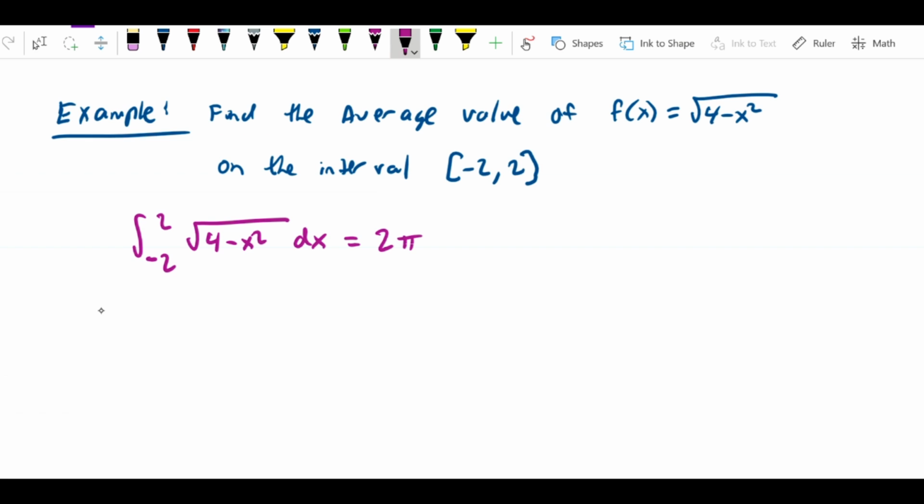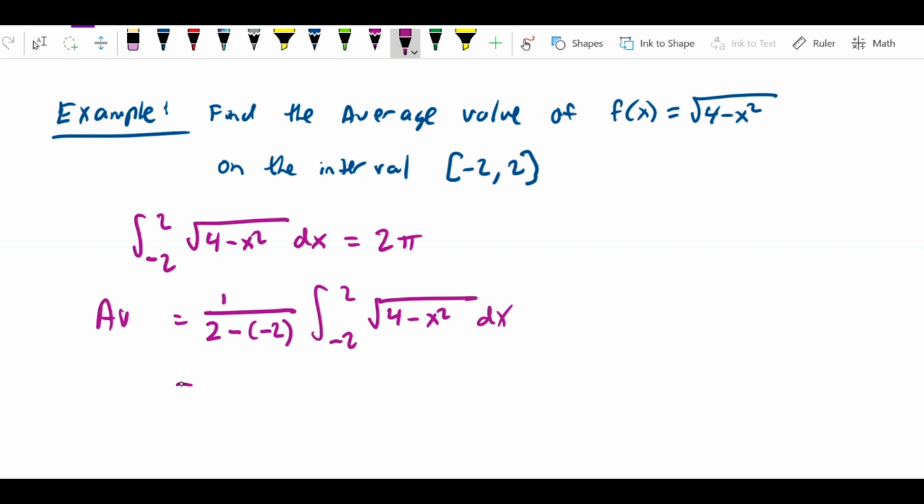So what we know is that the average value is equal to 1 over b minus a, so that's 2 minus negative 2, times the integral from negative 2 to 2 of the square root of 4 minus x squared dx. So substituting in what we know, this is going to be 1 over 2 minus negative 2, so that's 1 over 4, that's 1/4 times 2 pi, and that equals pi over 2. So that's the average value of this function, square root of 4 minus x squared, on the interval negative 2 to 2.